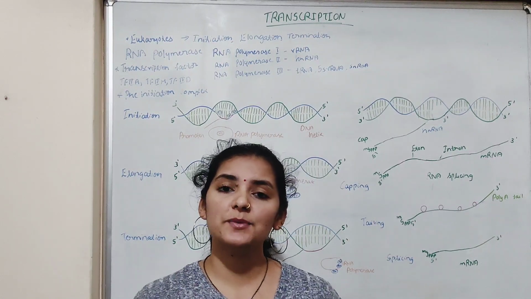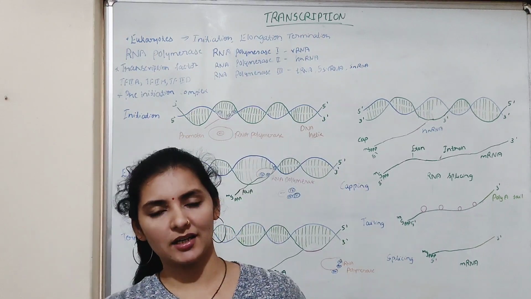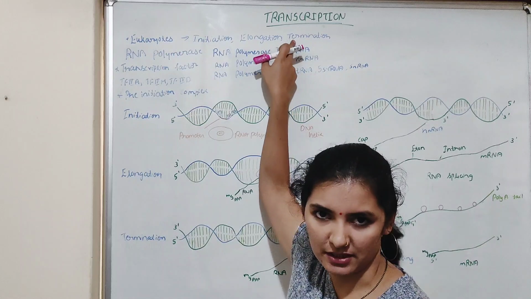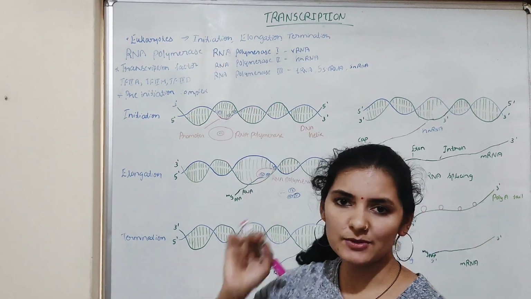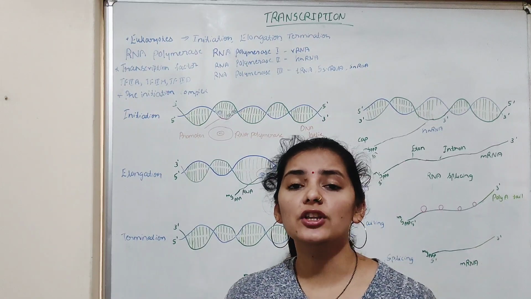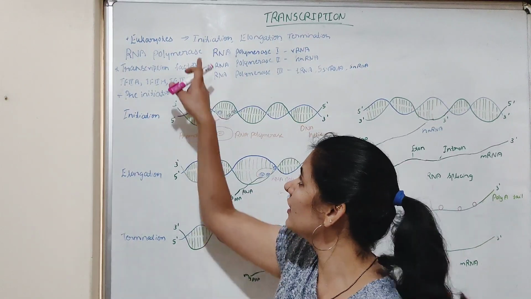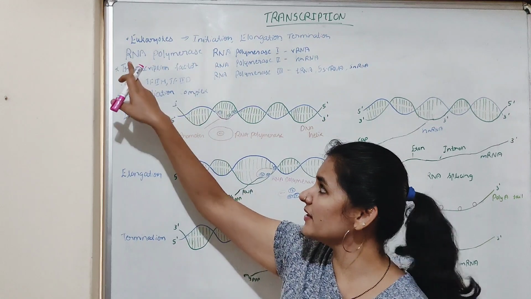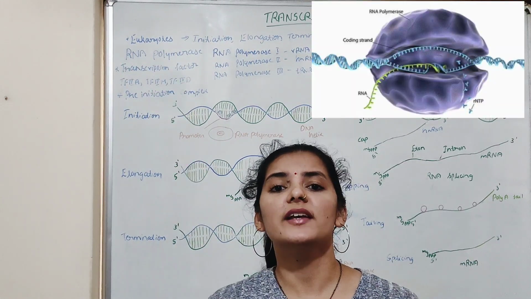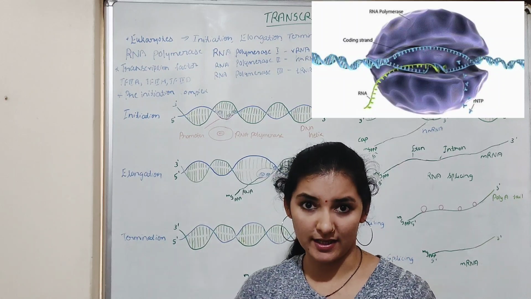The process of transcription in the case of eukaryotes can be studied under mainly three headings, that is initiation, elongation and termination. We'll discuss these three steps one by one. First step is initiation. The synthesis of RNA, or the process of transcription, begins with the initiation step with the help of an enzyme known as RNA polymerase. RNA polymerase is also called DNA dependent RNA polymerase.